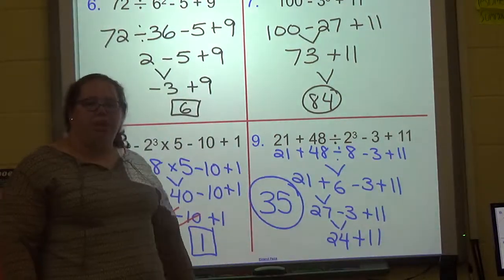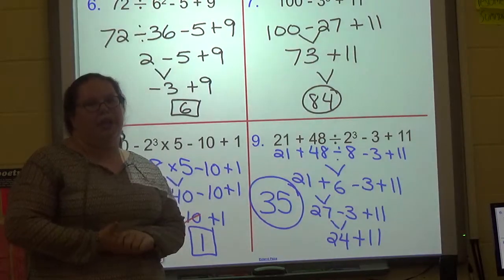And that is order of operations with exponents, multiplication, division, and adding and subtracting.